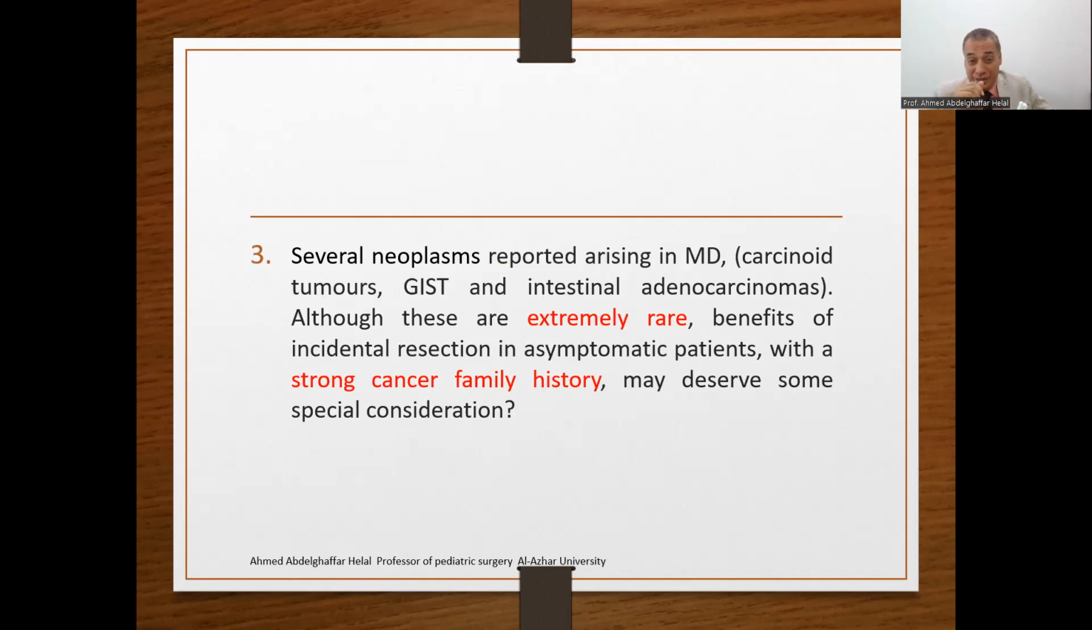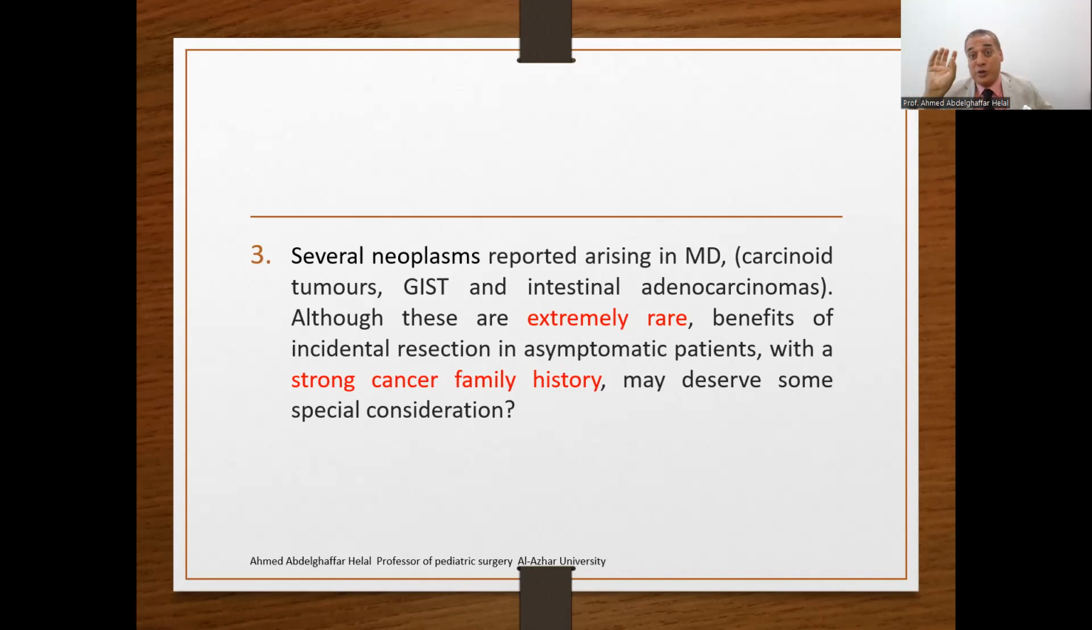On the other hand, there are also several neoplasms. The third reason for removal is several neoplasms reported arising in the Meckel diverticulum. You said that the neoplasm is very rare, and may occur in the elderly. However, they argue that serious neoplasms, like gastrointestinal stromal tumors and intestinal adenocarcinoma, although extremely rare, may be a benefit of resection in an asymptomatic patient with a strong cancer family history. So in such cases with a strong cancer family history, this may deserve some special consideration.